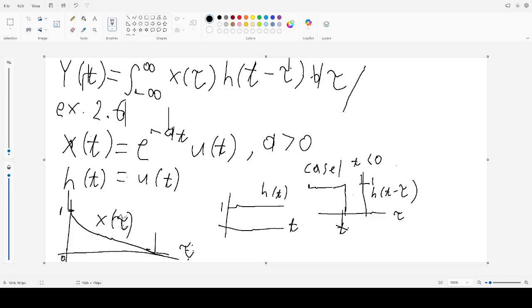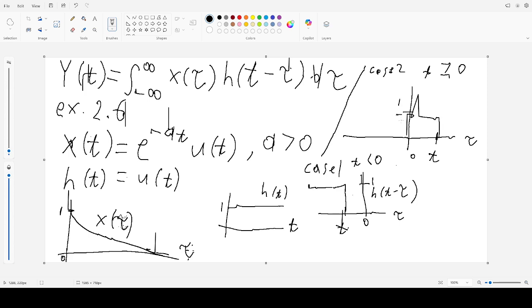Second case, case 2, is t greater than or equal to 0. That is 0, tau, t, height 1. I'm trying to draw a horizontal line and my tablet pen is just jumping all over. Well, hopefully you get the gist.